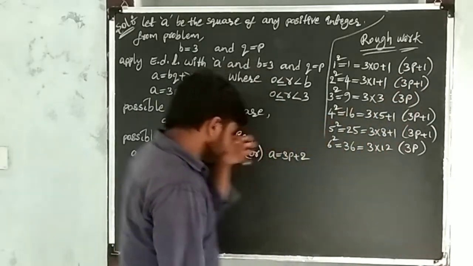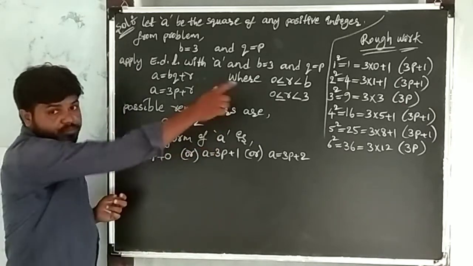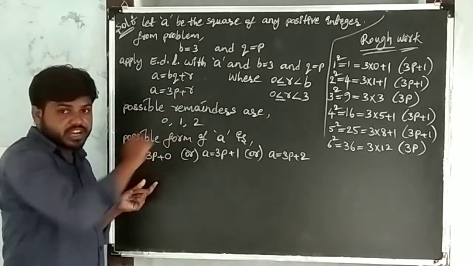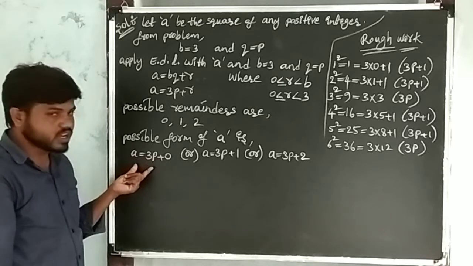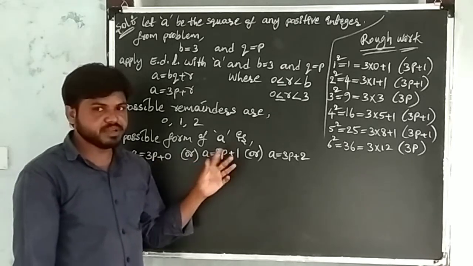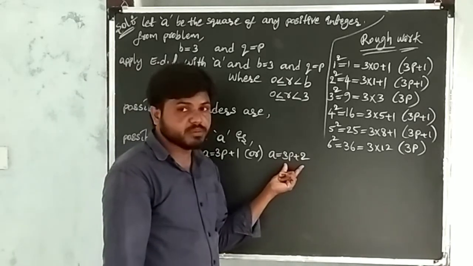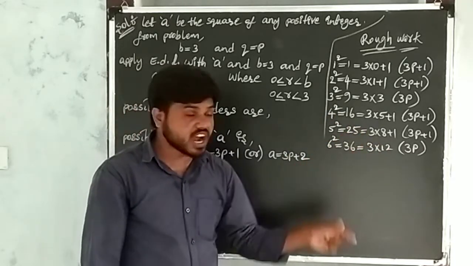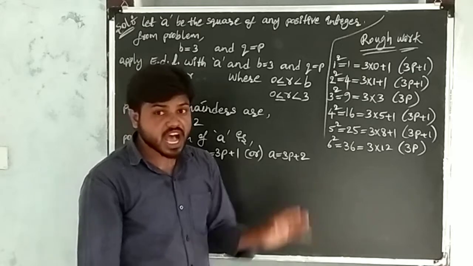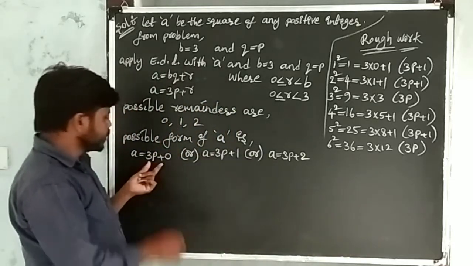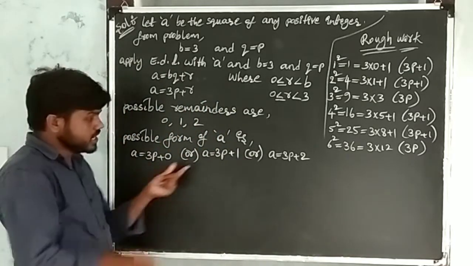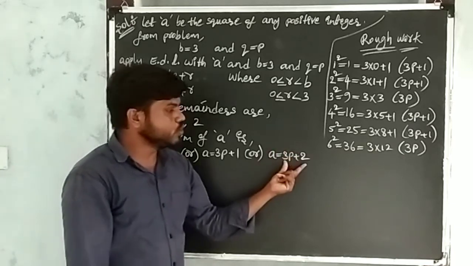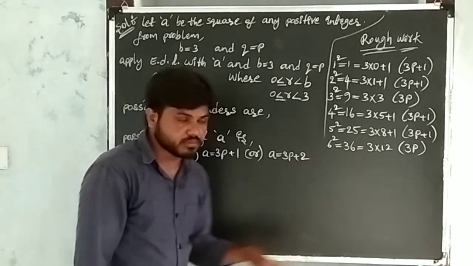From the rough work we can say square of any positive integer is of the form 3p or 3p plus 1. We won't get it in the form 3p plus 2. Square of any positive integer is not in the form of 3p plus 2. Always we get square of any positive integer in the form 3p or 3p plus 1.